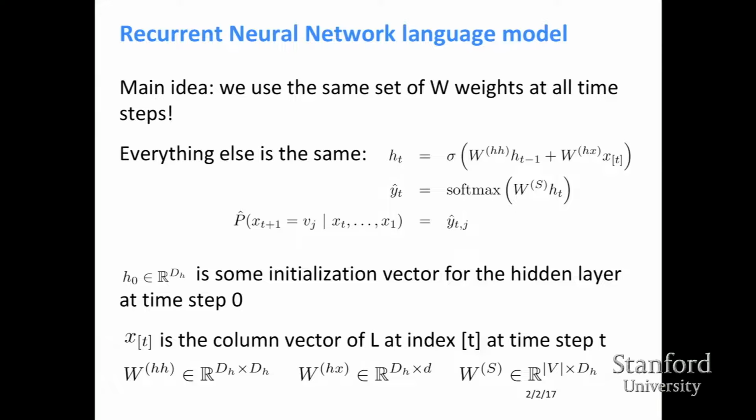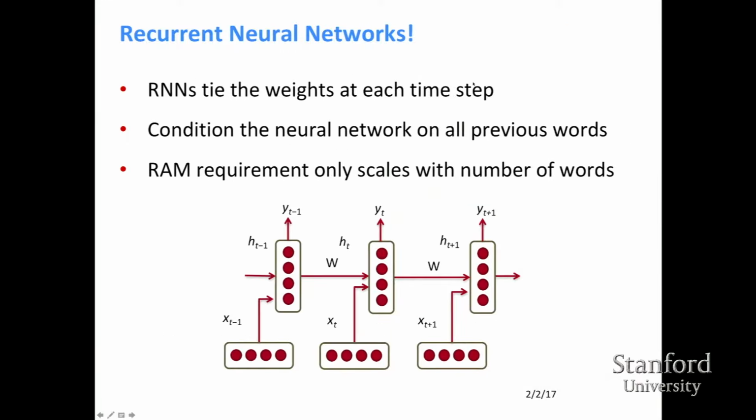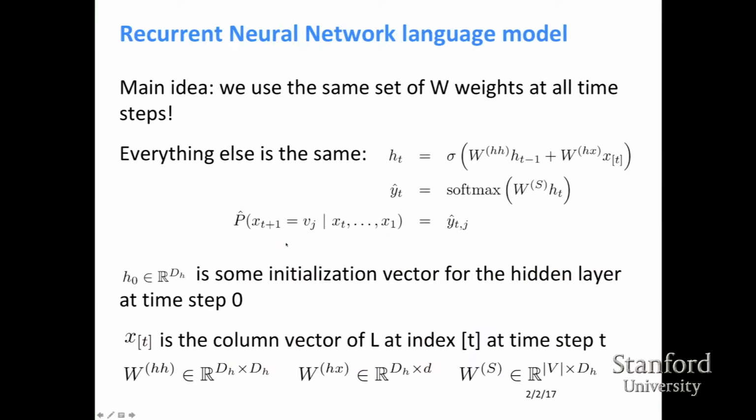Now, you might be curious when you just start your sequence, and this is h0 here, and there isn't any previous word, what you would do. The simplest thing is you just initialize the vector for the first hidden layer at the 0th time step as just a vector of all zeros.